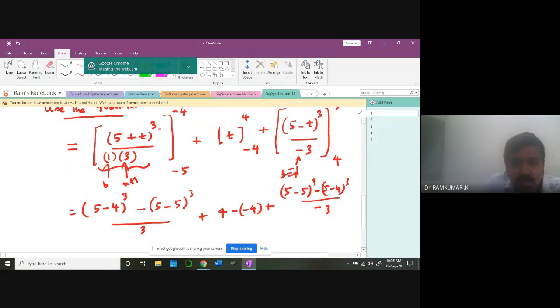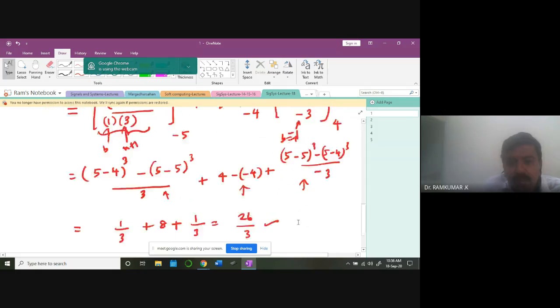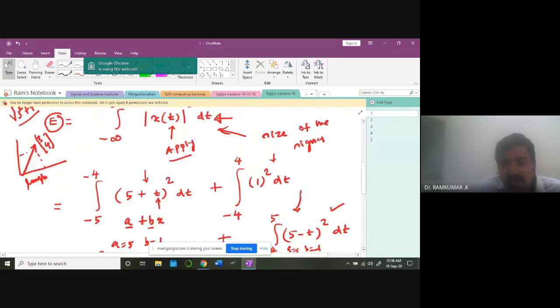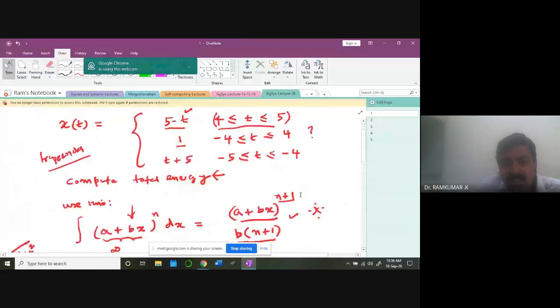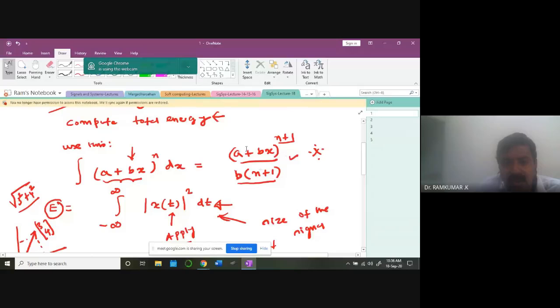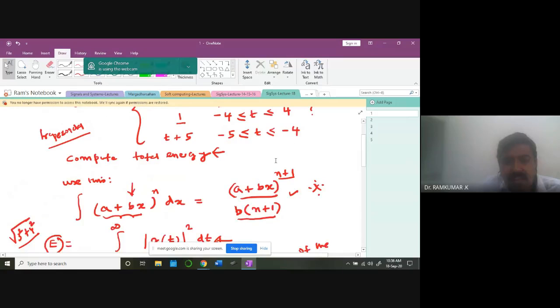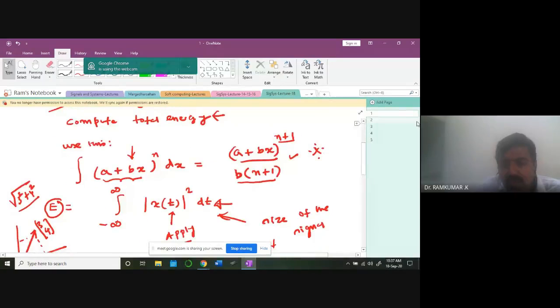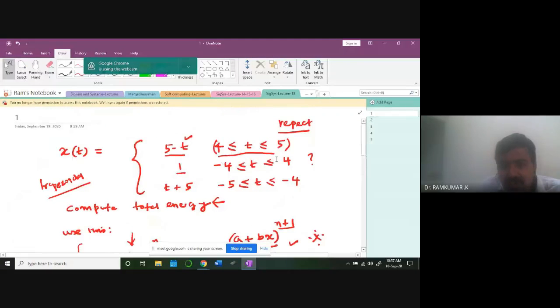Then 5 plus t the whole cube by 3. It's plugging in the upper and lower integral values. So then you'll be getting this value, you can easily get 26 pi. This is a very direct problem, but those who are uncomfortable with integration will find it difficult. Go back and learn this basic integral again, then you can easily work out this problem comfortably, without much difficulty.